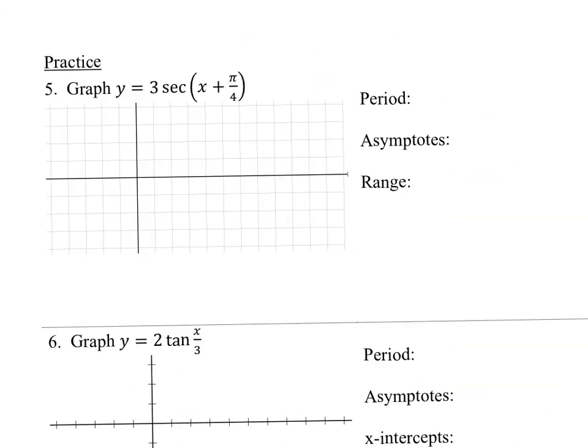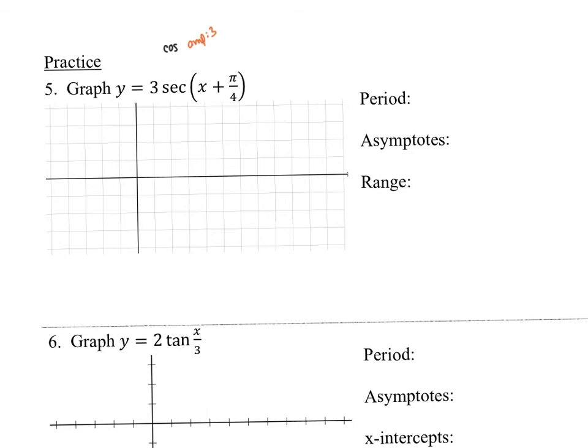Now we're going to just do two graphs where we're adjusting maybe the period, there's a shift, there's an amplitude change, something like that. For number 5, I'm going to graph y equals 3 secant of (x plus pi over 4). Keep in mind secant is the reciprocal of cosine. So when I'm graphing this, I'm thinking about cosine and what's happening to the cosine function. If I was graphing cosine, I'm not, but it's similar, the amplitude would be 3. So I'm going to keep that in mind when I do cosine.